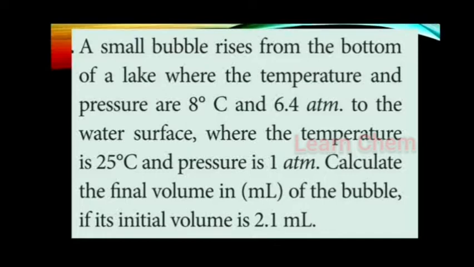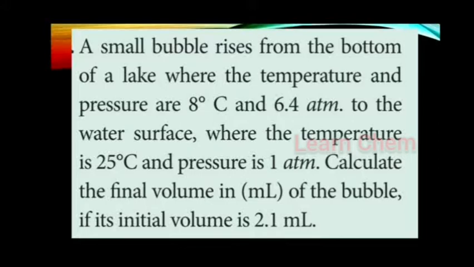A small bubble rises from the bottom of a lake, where the temperature and pressure are 8 degrees Celsius and 6.4 atmospheric pressure, to the surface, where the temperature is 25 degrees Celsius and the pressure is 1 atmosphere. Calculate the final volume of the bubble if its initial volume is 2.1 ml.